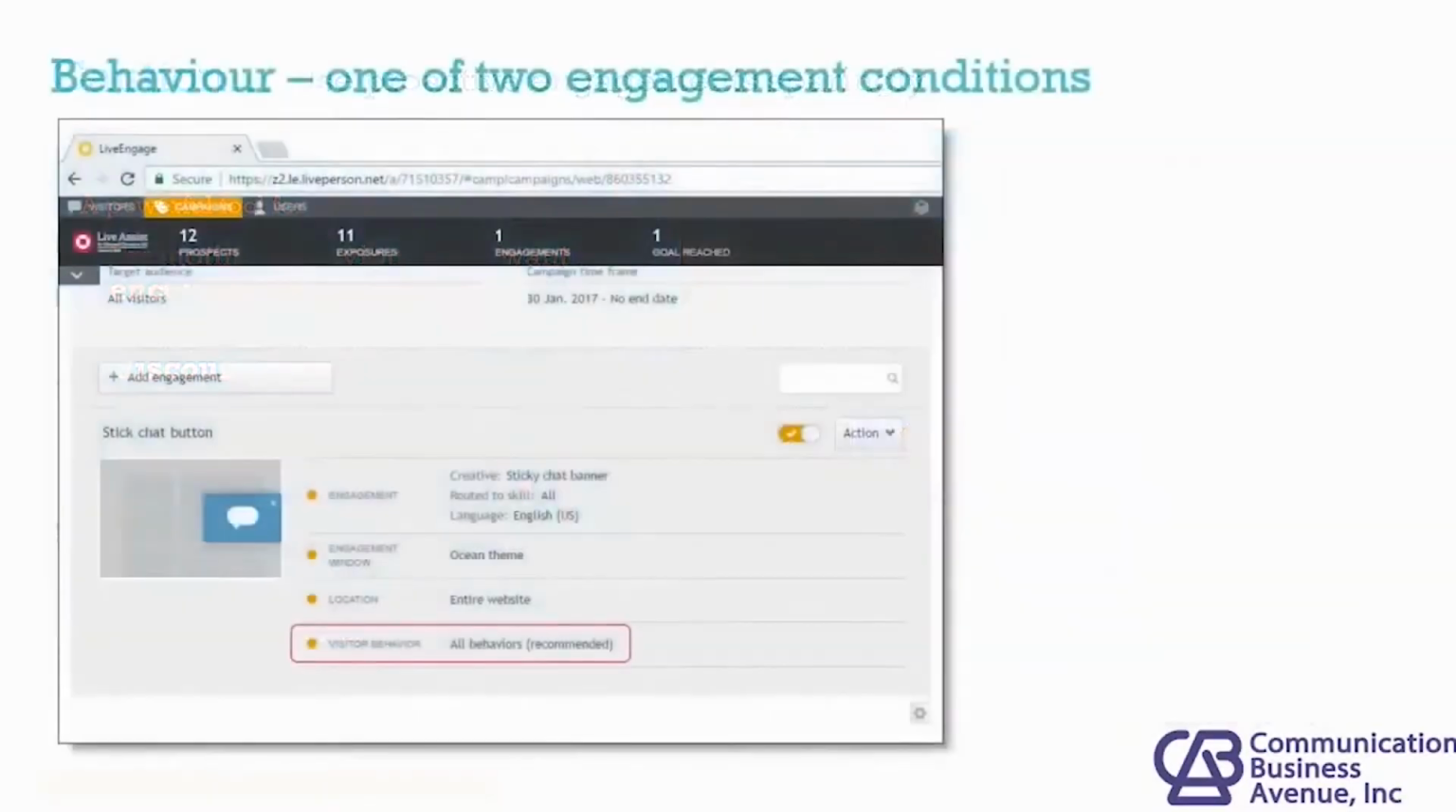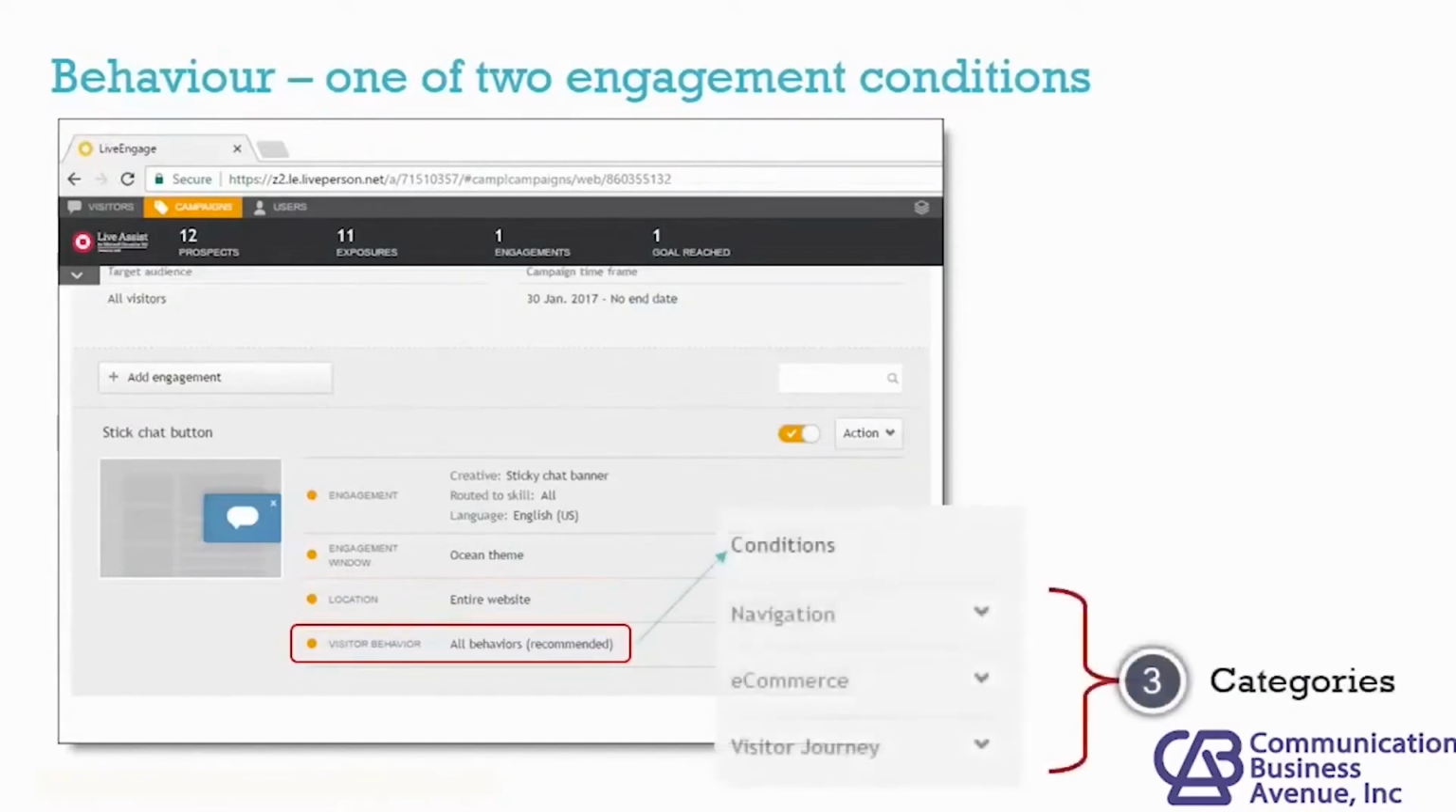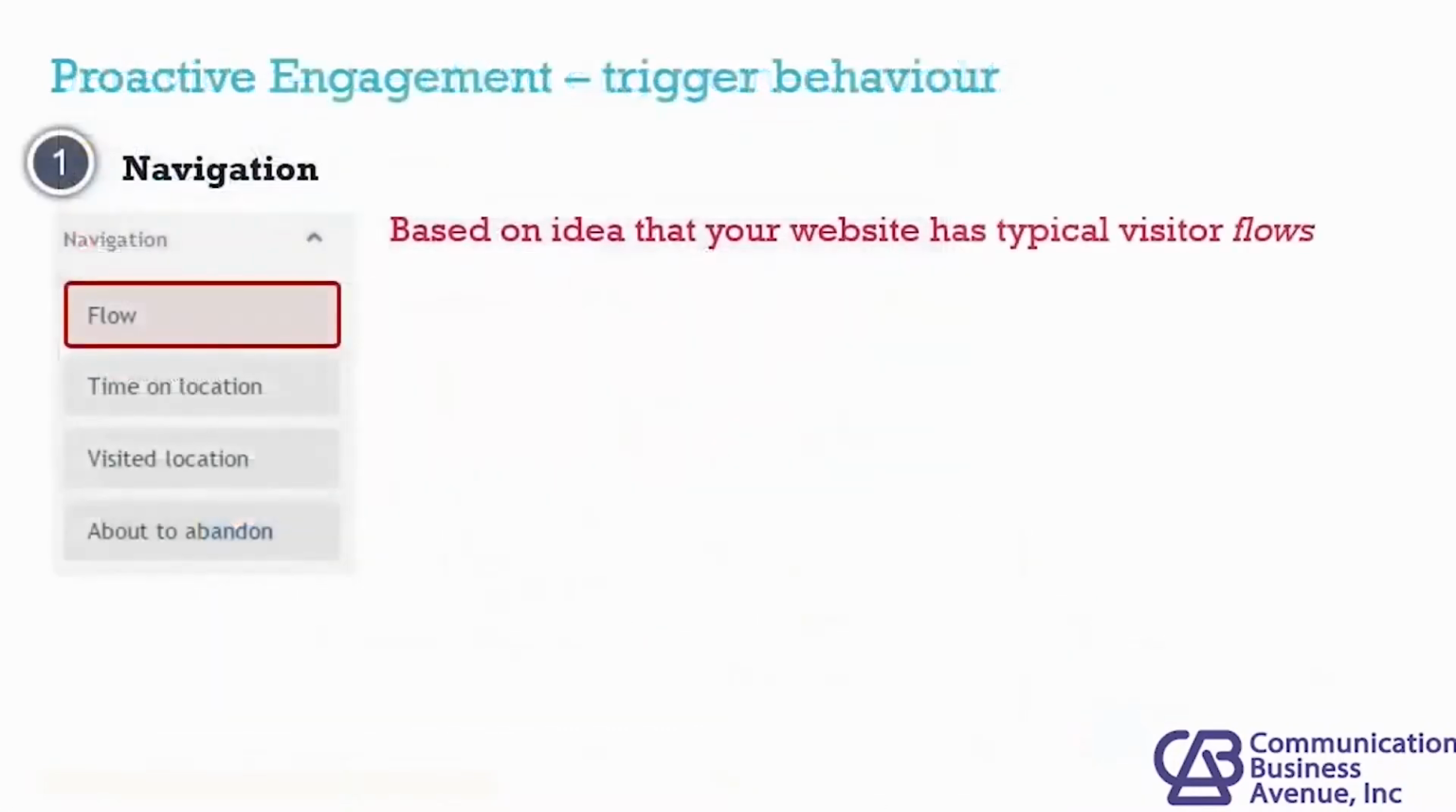Now, behavior is one of the two conditions that you can specify inside the engagement configuration, the other being location, that we've explored in another video. And there are three categories from which we can build our behavior definition: navigation, e-commerce, and visitor journey. Let's begin with navigation and look at flow.